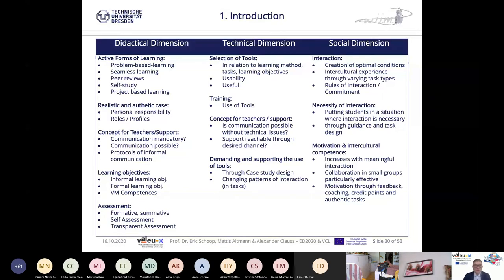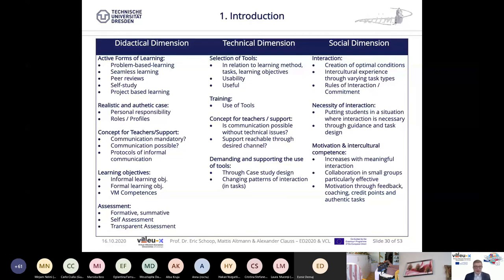Then let's come to the social dimension. So interaction is so important. The creation of optimal conditions, maybe also intercultural experience in virtual mobility arrangements. And also you need to have some rules of interaction and get the commitment of the students. You could do that, for example, if you let the students make a group agreement in the first lesson after your kickoff session. They come together and the first task they have is to decide on the basis of which rules they want to collaborate. Does everyone in the group want to have grade one, or are they happy with grade two, everyone? These are very, very important questions, but let the students answer this.